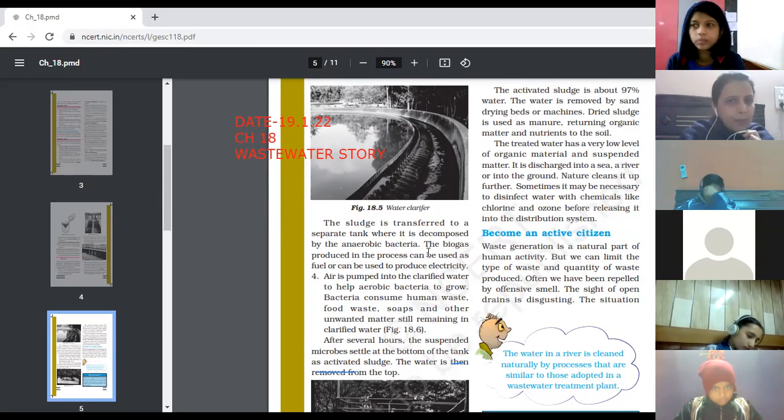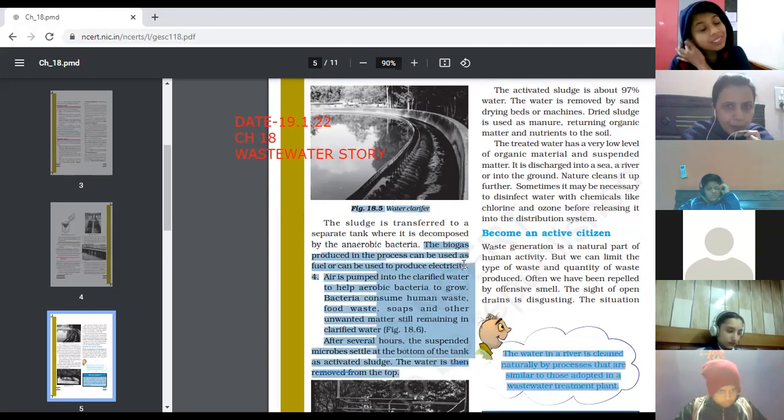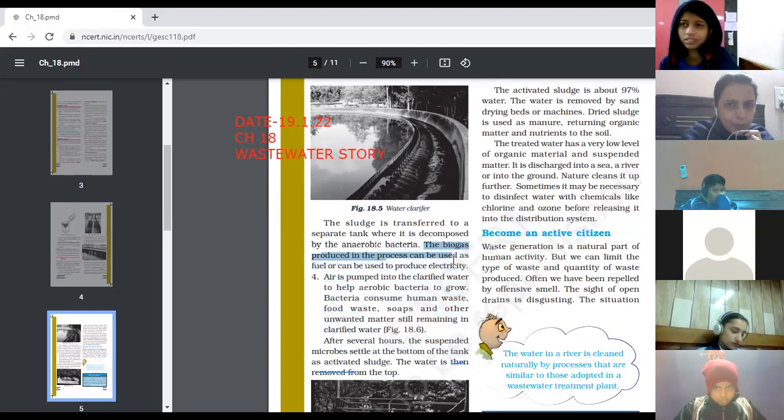After that, what happens when the anaerobic bacteria work on sludge? Biogas is produced, and that biogas produced is used as a fuel and can produce electricity. Children, this one question can also be there. The question in 1 mark: what is the use of biogas?